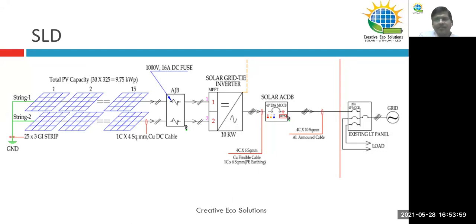So we started from the solar panels. We formed strings of 15 plus 15. So this is how a single line diagram of this plant looks. We'll go step by step. So 15 panels in series go to your array junction box. And the cable we have used is a DC cable. It enters the array junction box, comes out and gets terminated inside the inverter.